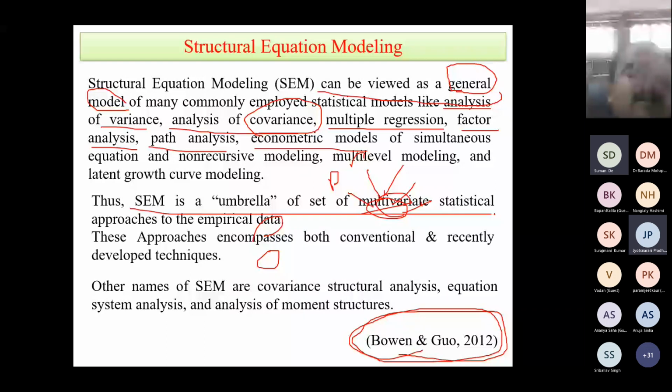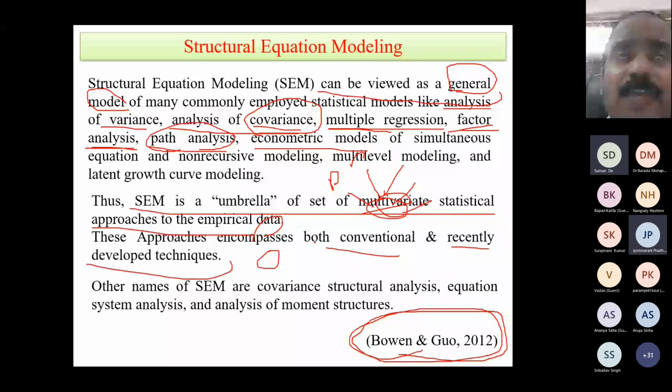It is an umbrella of a set of multivariate statistical approaches, where both conventional and recently developed techniques are there. Very simple: all the conventional techniques like covariance, multiple linear regression, factor analysis, and the recently developed analysis, path analysis, are there. So Bowen and Guo rightly said it is a proper blending of both the conventional and recently developed techniques. Now, you are using structural equation modeling and path analysis synonymously.